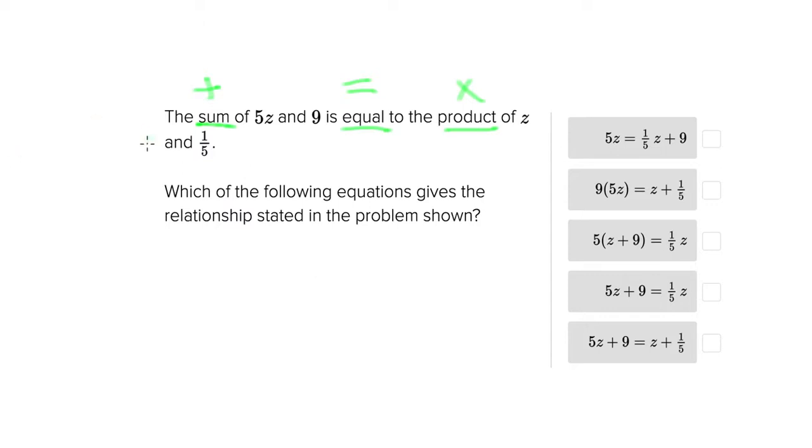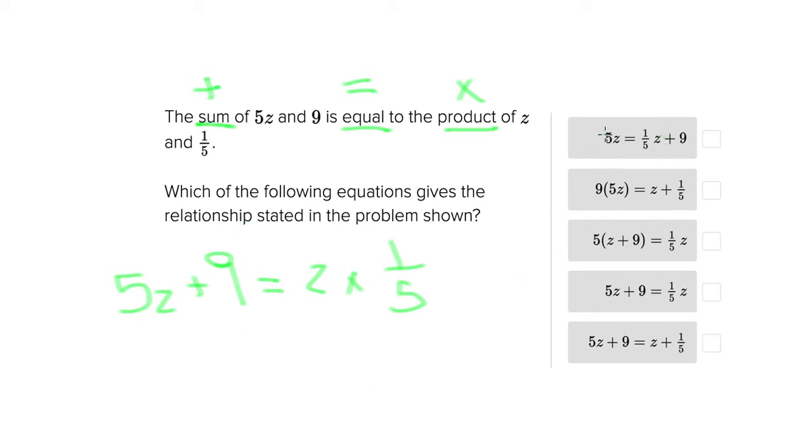Because now you know that what you're worrying about here is the sum of 5z and 9. So you're just adding 5z plus 9, sum, is equal to, so you're going to have an equal sign here, the product, so multiplication, of z and 1/5. So z times 1/5. So you can go ahead and see if any of the answer choices match what you've got here.